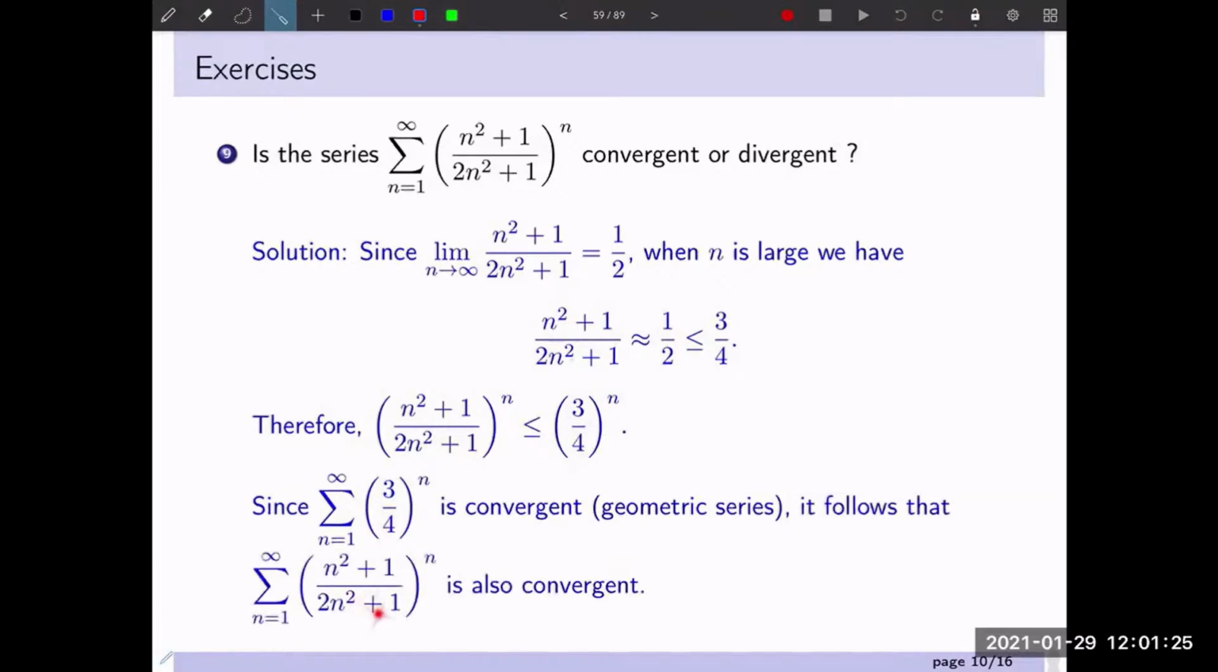So this is the comparison test. If you use the ratio test, you need to compute a very complicated expression. So that's more complicated. But if you use such a comparison test, it's very concise.